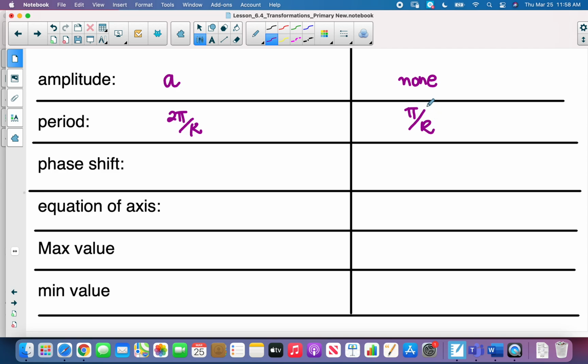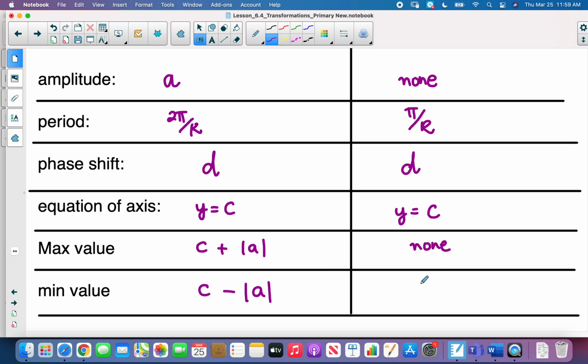Then the phase shift, which is how many units it's moving, is your d value. Same thing here: the equation of the axis is y equals whatever your c value is. The maximum value is your equation of the axis plus the absolute value of your amplitude, and the minimum value is the equation of the axis minus the absolute value of your amplitude. For the tan, you don't have a maximum or a minimum. So in general, these are how you notice the key characteristics of your transformed function.